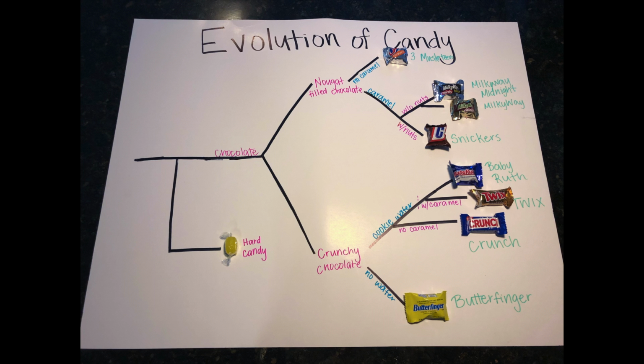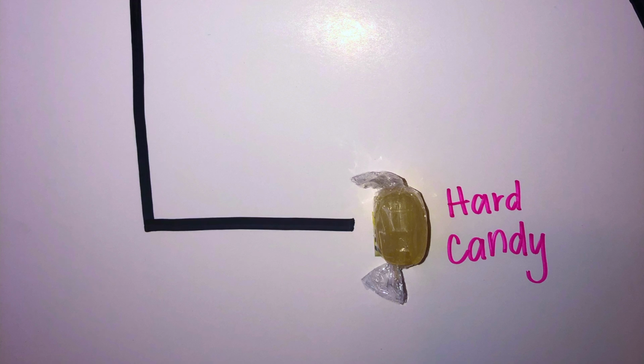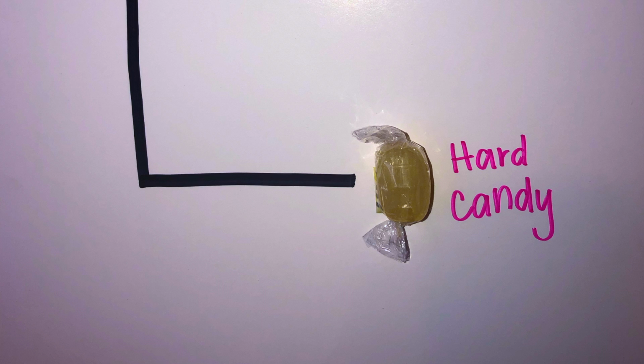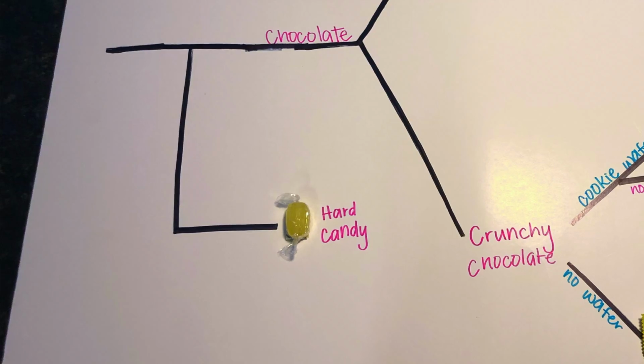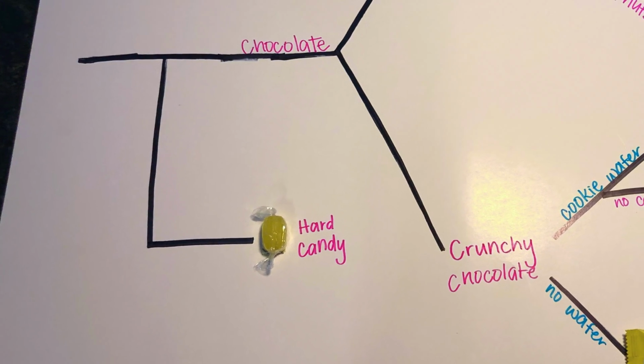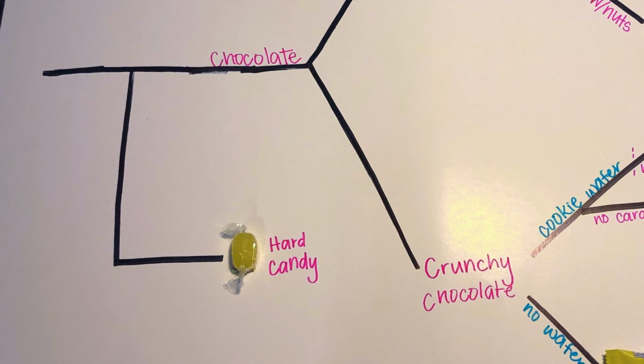We are going to be studying the evolution of candy using a phylogenetic tree. Phylogenetics is the study of evolutionary development and the relationship among individuals or groups of organisms. We began with our first branching off of hard candy. The hard candy is known as the outgroup. An outgroup is a branch of lineage that falls outside of the clade that is being studied.